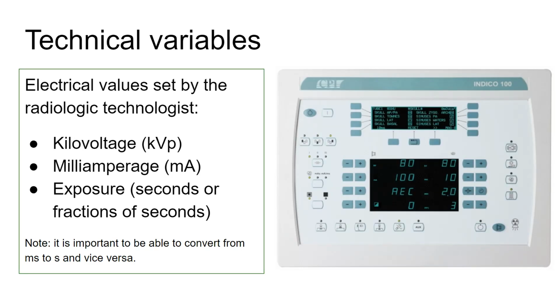So I'll look at each one of these quickly. Technical variables is everything we're setting to create our radiation, make sure we have enough of it, and all of that. It's the kV, mA, exposure, either in seconds or milliseconds, that we've discussed already.